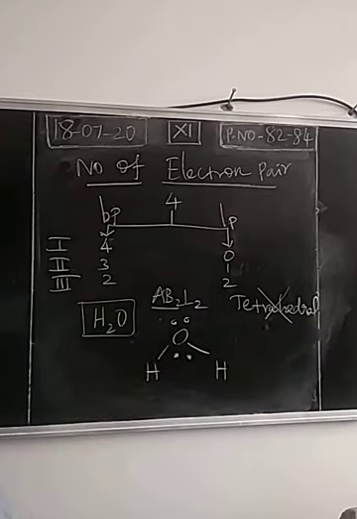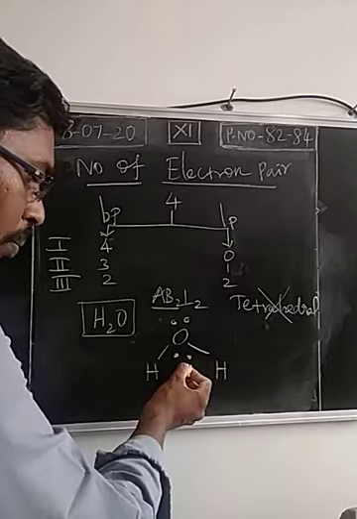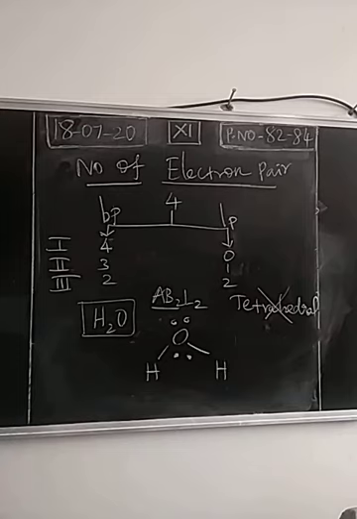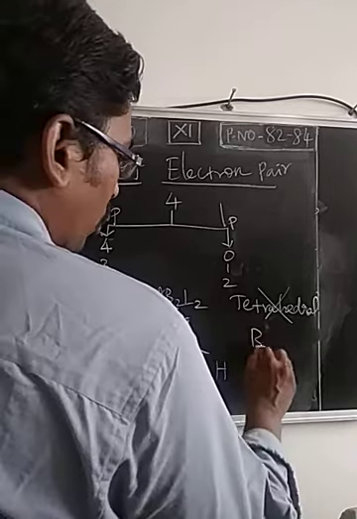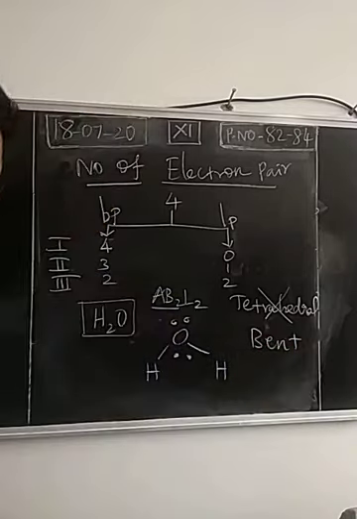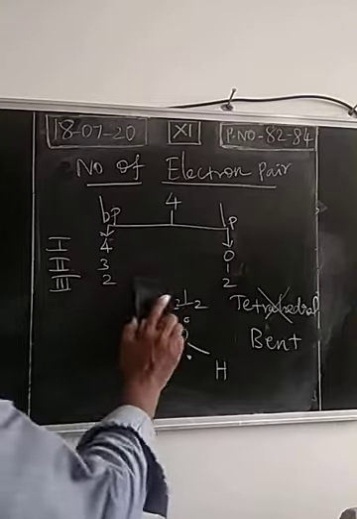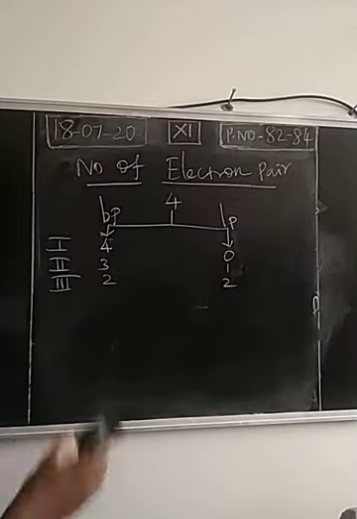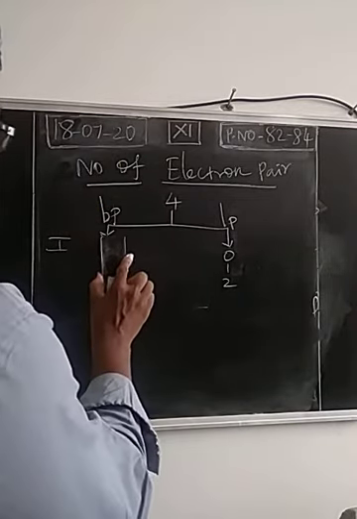But here 3 types of repulsions are available: lone pair lone pair repulsion, lone pair bond pair repulsion, bond pair bond pair repulsion. So due to all these types of repulsions, the structure deviates from tetrahedral. The structure will be bent or V-shaped. So it becomes bent or V-shaped. So with this, this type is over. Around the central atom, 4 electron pairs present. This will be over.